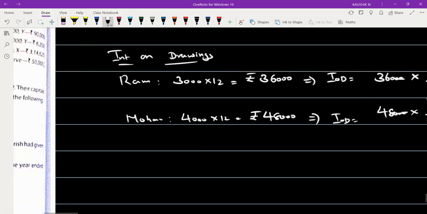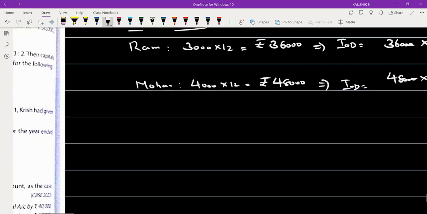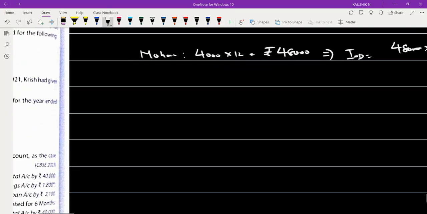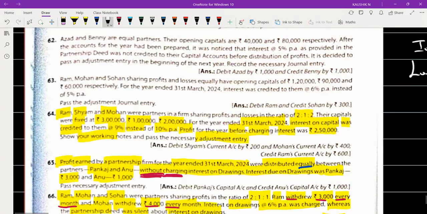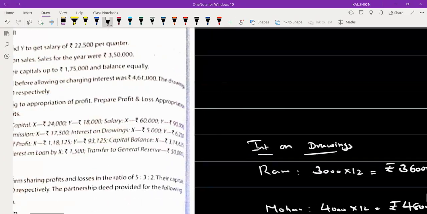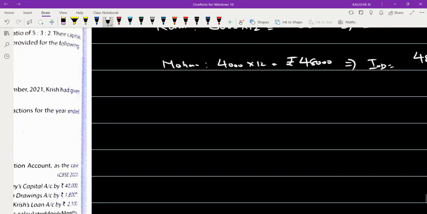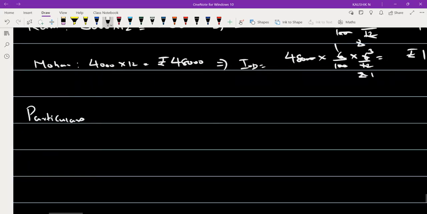Now what needs to be done? You have to prepare the adjustment table. So who are the partners here? There are three partners, right? Ram, Mohan and Sohan. So prepare the adjustment table over here. Particulars, Ram capital, with debit and credit.